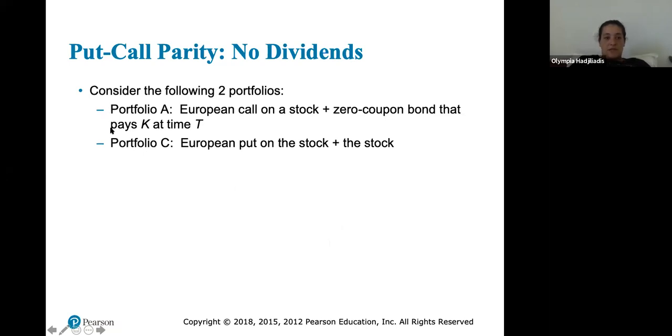So we consider the two portfolios: a European call on the stock plus a zero coupon bond that pays K at time T, and a European put on the stock plus the stock. And we see that they're worth the same at expiry, so they have to be worth the same at inception. And from there comes the put call parity.